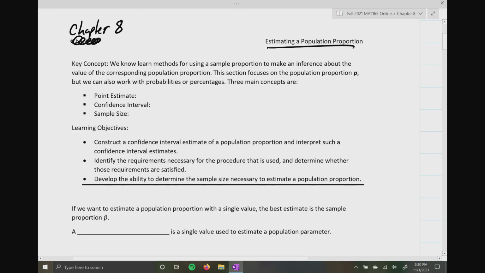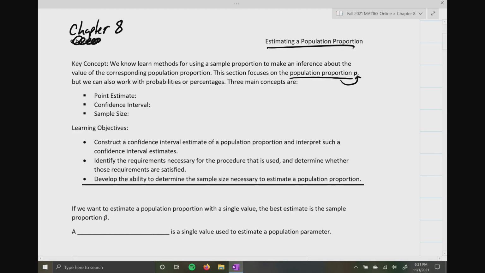So the key concept here is we are going to learn the methods for using a sample proportion to make an inference about the value of the corresponding population proportion, okay? Now, these guided notes will only focus on p, which is our population proportion. You've got to remember that. But this will also work with probabilities and percentages.